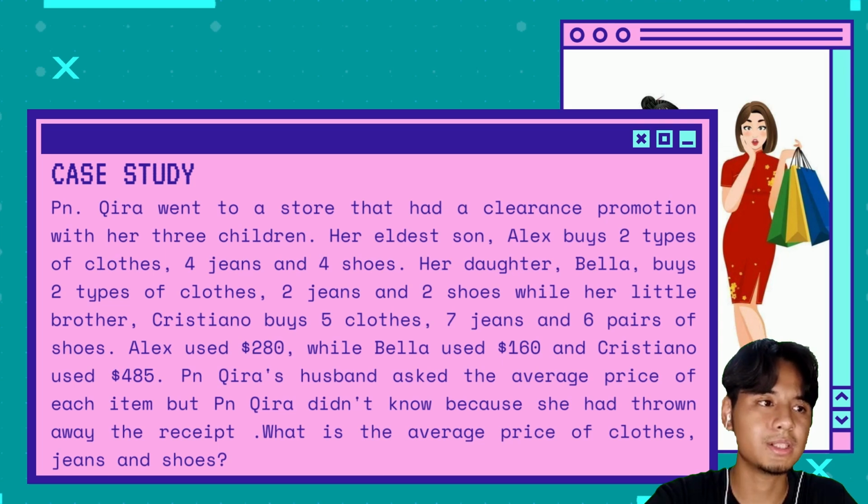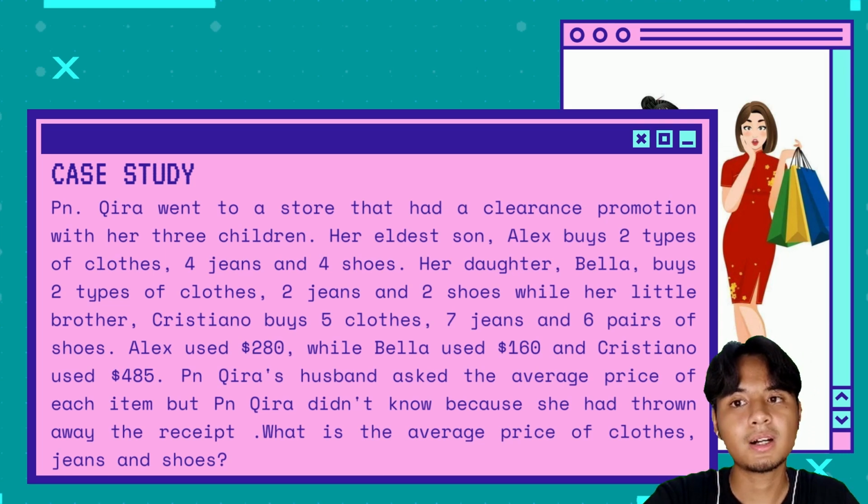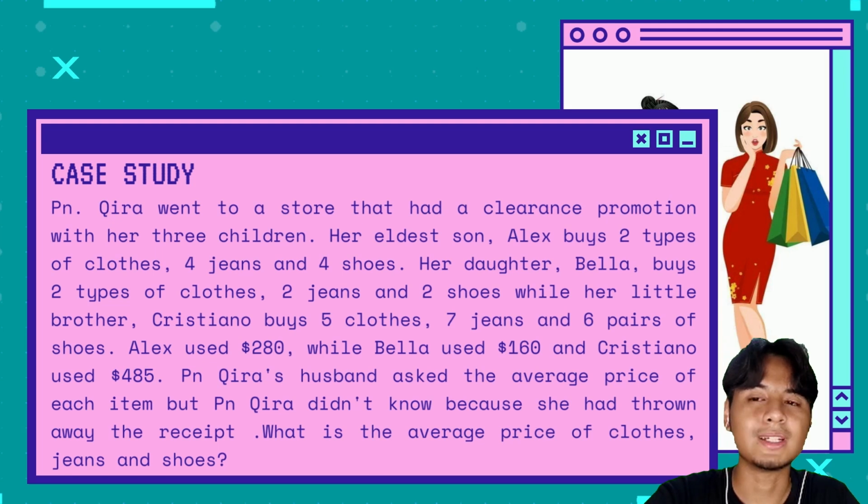Puan Kira's husband asked the average price of each item, but Puan Kira didn't know because she had thrown away the receipt. What is the average price of clothes, jeans and shoes? So for the next part, I will give it to the next presenter.